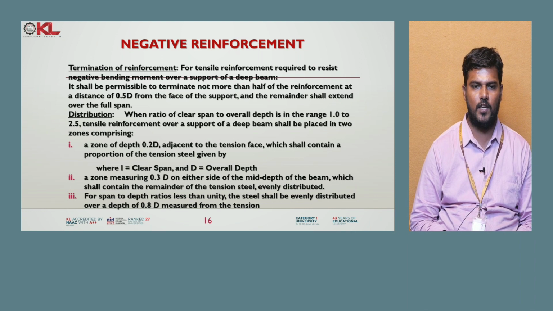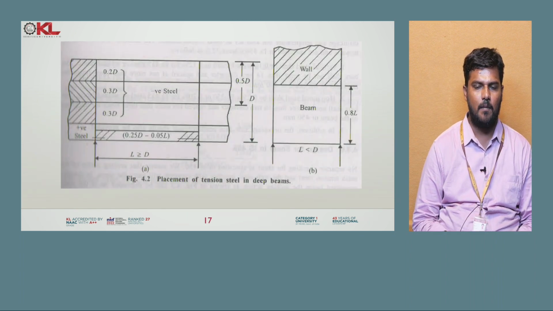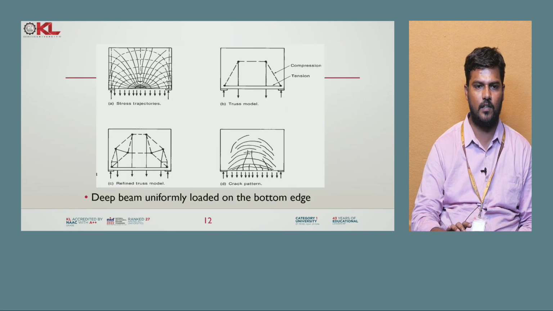So, for span to depth ratios less than unity, the steel shall be evenly distributed over a depth of 0.8 D measured from the tension face. So, you can see here the placement of the tension steel in deep beams, with 0.2 D and 0.3 D, and that is the positive steel. Next, you can see the negative steel with 0.25 D to 0.05 L, and next, B is the second case. So, I am quickly revising what we have seen.